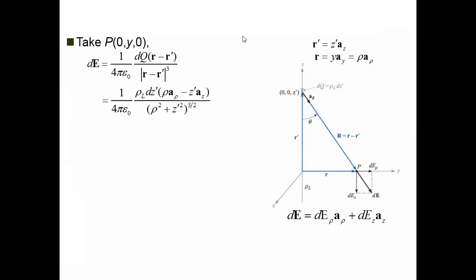Why power 3 by 2? Why am I writing this step here as 3 by 2? Why is it a power 3 by 2? From this step, how are we getting to this step? I put 3 by 2.